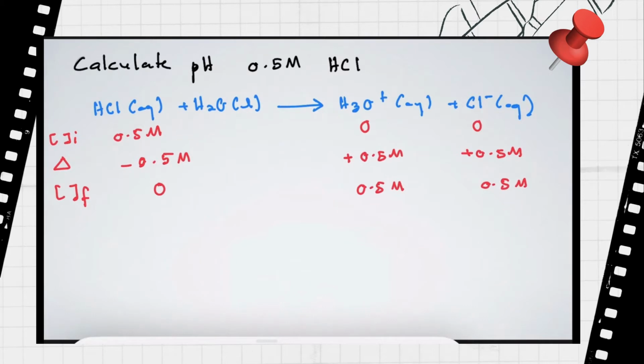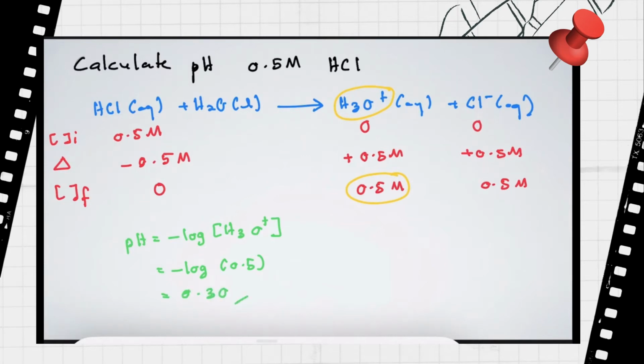Okay, so to calculate the pH, we have a formula, which is pH is equal to negative log H3O plus. And we have the concentration of H3O plus, which is the final concentration. Because of that, we can straight away apply the formula, and the answer will be 0.3. Okay, so this is how we solve the problem that relates to a strong acid.